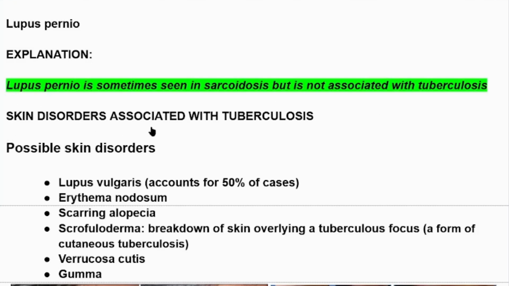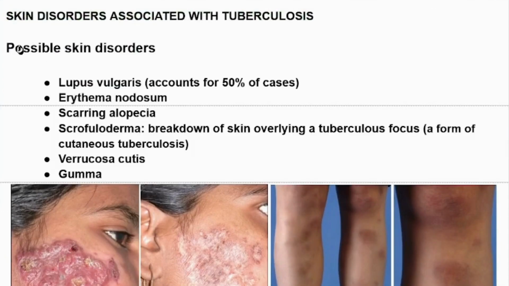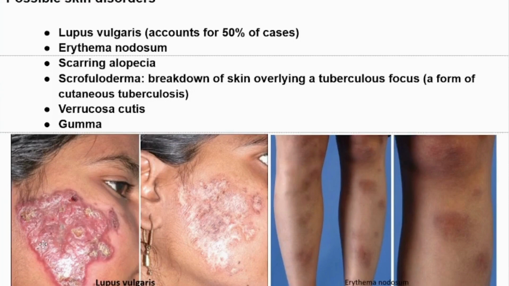Skin disorders associated with tuberculosis. Possible skin disorders in tuberculosis are Lupus vulgaris, which accounts for 50% of cases. As we can see here, this one is Lupus vulgaris in a patient infected with tuberculosis.